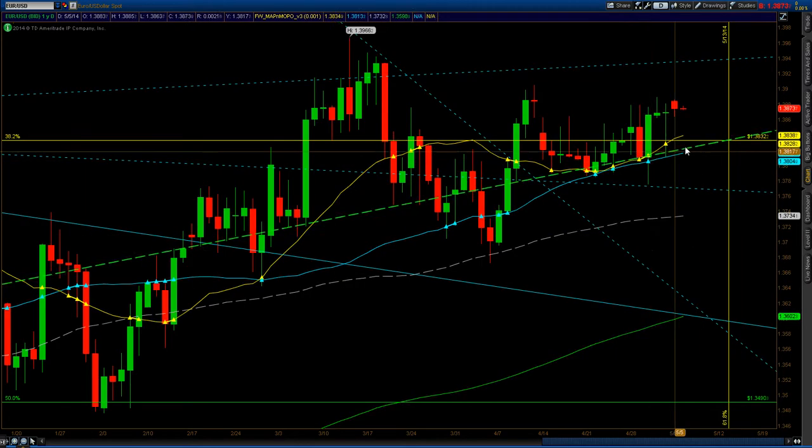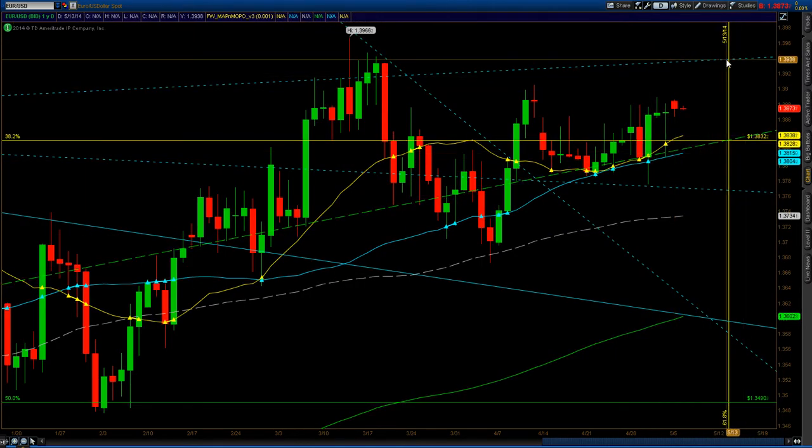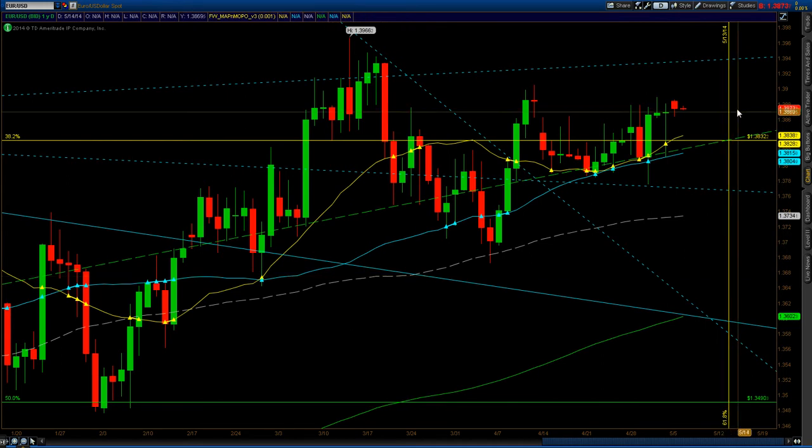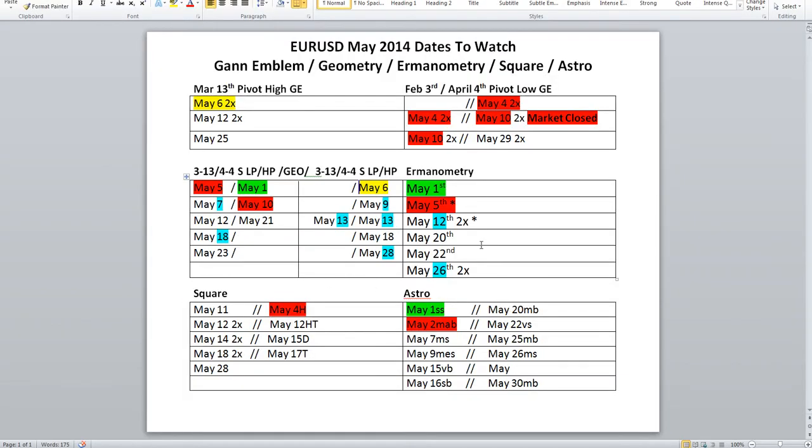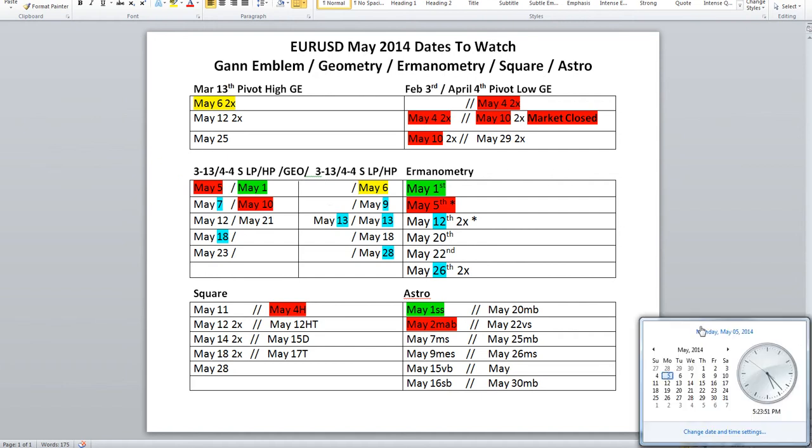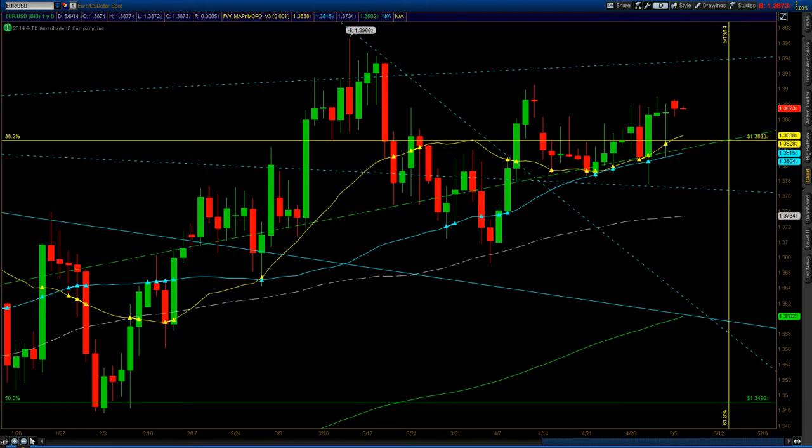As you can see, we're still above the 1x1. I just want to show you that the 61.8 Fibonacci level is coming up May the 13th. And if we look, we have here a pivot high or a pivot low. This is only one. So we've got to keep an eye on that 13th, and that's next week on a Tuesday. So keep an eye on that.